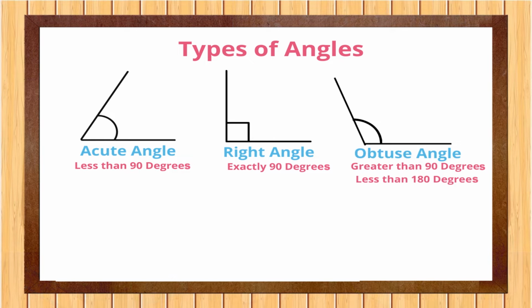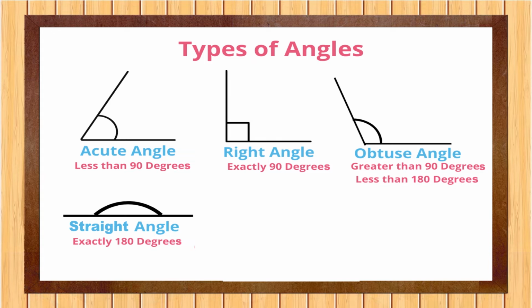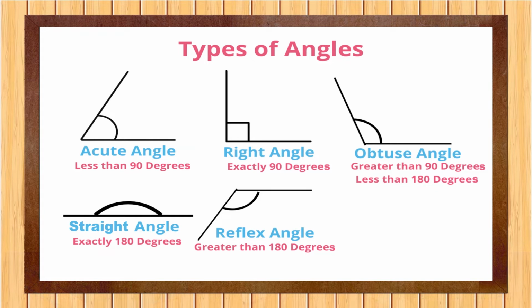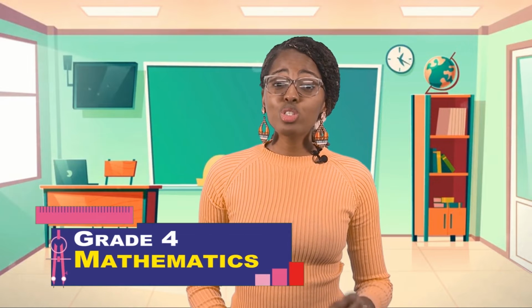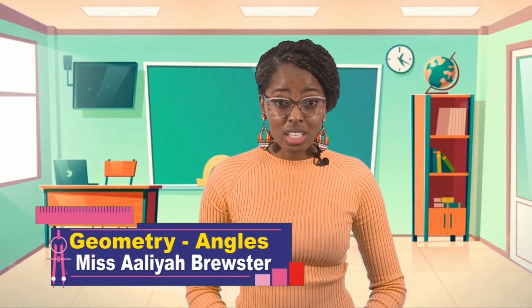There's also the obtuse angle, which are all angles that are greater than 90 but less than 180 degrees. Then there's also the straight angle, which is exactly 180 degrees, like a straight line. There's also a reflex angle, which are all angles that are greater than 180 degrees. There's also a full rotation angle, which is exactly 360 degrees.